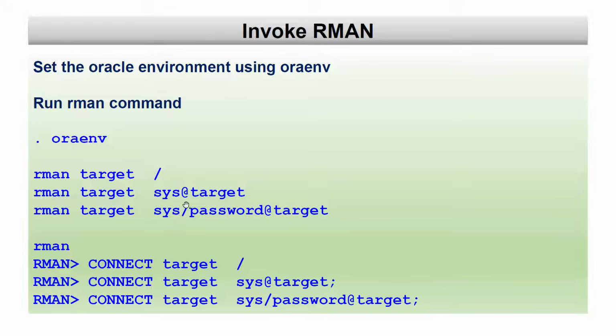And if you want to give the password on the same line, it's this password at TNS names entry, you can connect here. Now there is another way also. You can just invoke the RMAN and then say connect target slash, which means you are first initiating the RMAN and then connecting to the target, or you can say connect target sys at target. So I'll show you these commands.